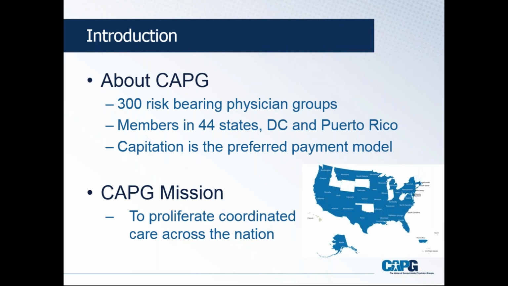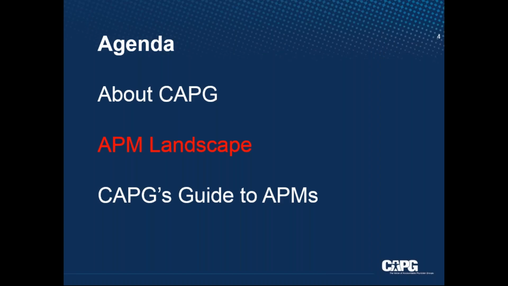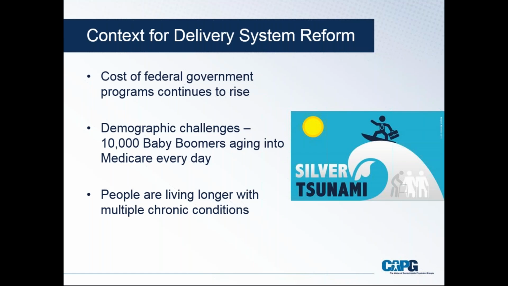Everything from bundled payments to Medicare ACOs, medical homes, many different types of innovative relationships where physician organizations are taking some amount of risk. So to some degree, they are financially accountable for their patient population. And with that, we'll turn to talking about the APM landscape.